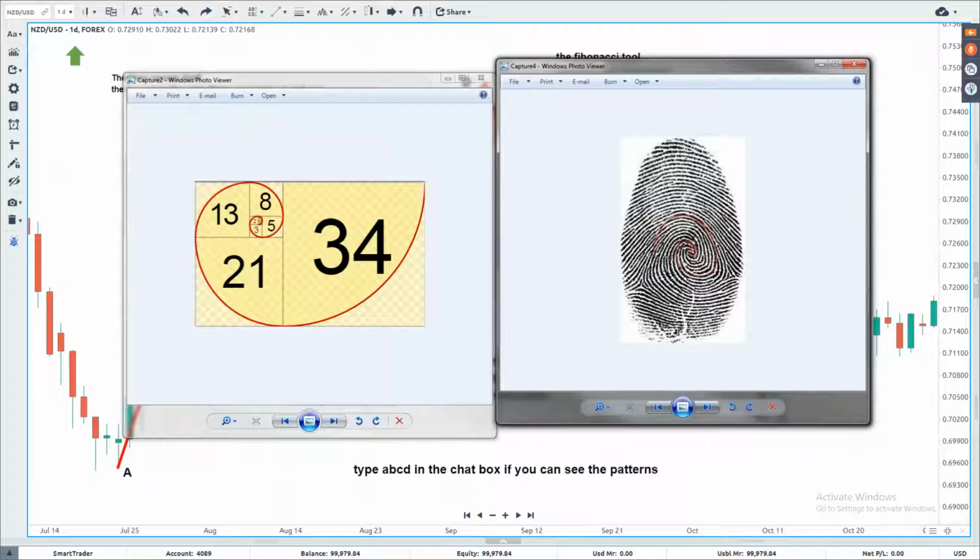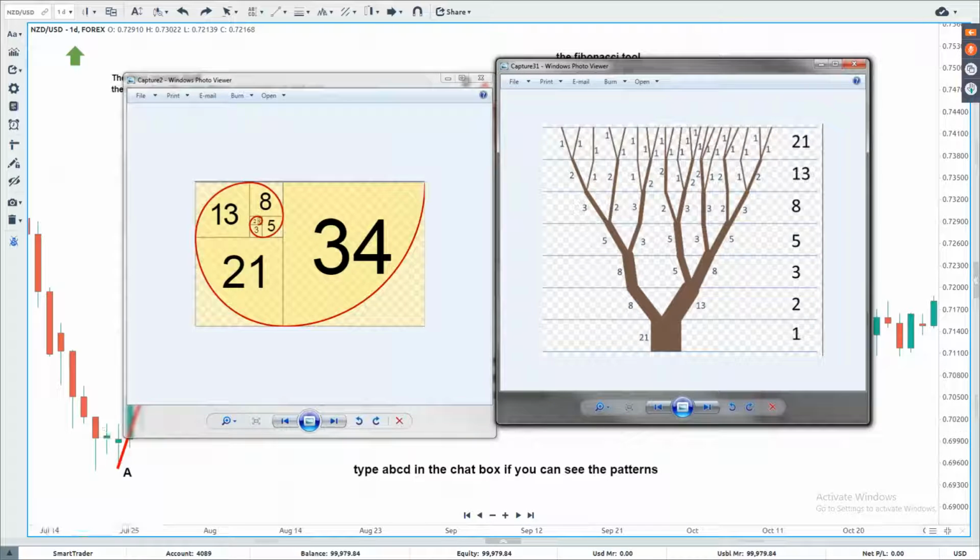Here's the one that got me, the way a tree grows. A tree doesn't grow randomly. It starts with one trunk, 2 branches, 3, 5, 8, 13, 21. That's how a tree grows. Well, that's not a mistake. Look at the Fibonacci. 1, 2, 3, 5, 8, 13. You see this? Everything follows this pattern.